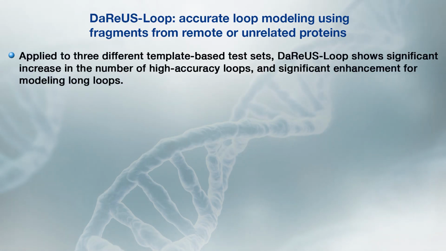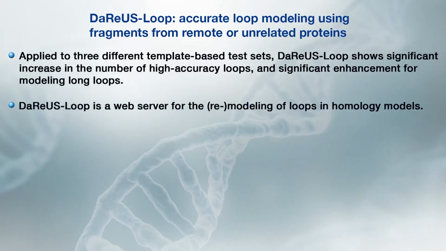Hence, applied to 3 different template-based test sets, DAR-AS loop shows a significant increase in the number of high accuracy loops and significant enhancement for modeling long loops. So, there are both approaches, short loop modeling and long loop modeling. For all these concepts, the enhancement is done under this web server. DAR-AS loop is a web server for remodeling of loops in homology modeling.